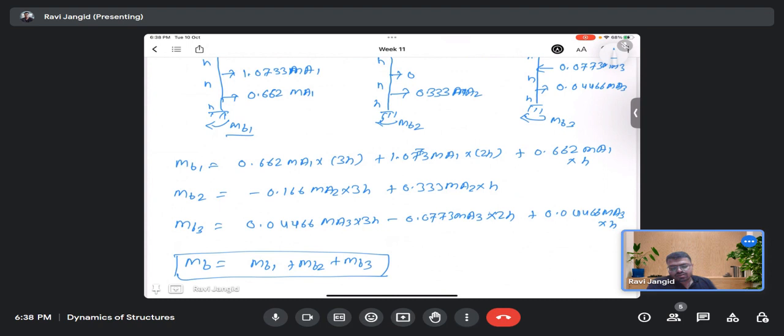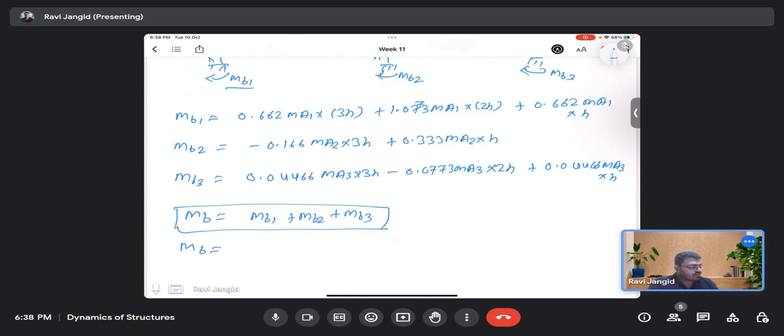Okay, so if you do that, MB1, MB2, MB3, your final solution would come out to 4.634 MA1 H1 minus 0.166 MA2 H plus 0.0240 MA3 H. So this is your final base moment.